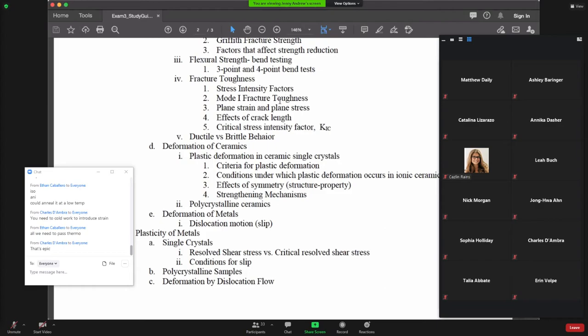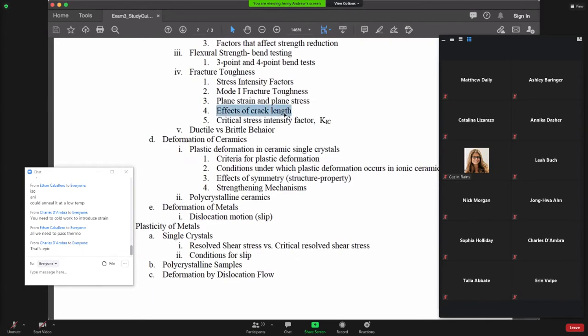So mode 1 is just your crack opening like this. You can think about it as your gator chomp style of crack opening. It's in tension. Plane strain and plane stress, we talked about those types of things. I sort of alluded to this above, but looking at the effects of crack length.